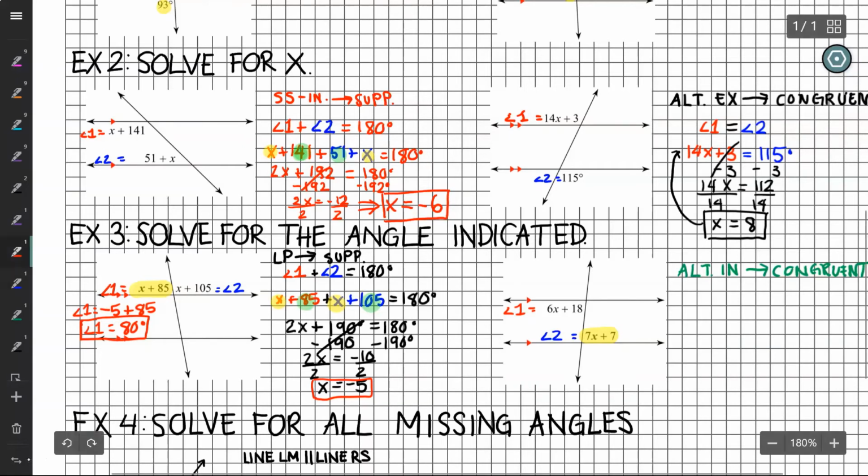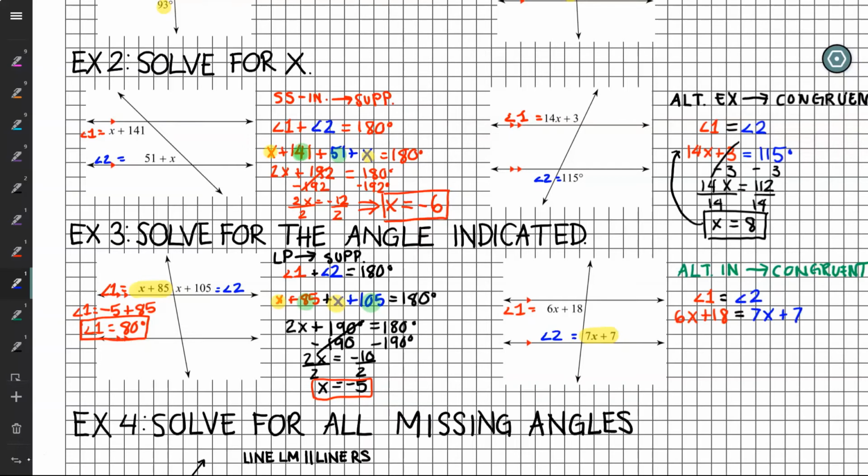So angle 1 equals angle 2. And then I'm going to plug in my information. So instead of writing angle 1, I'm going to write what angle 1 equals. So 6x plus 18 equals 7x plus 7. Alright, and now we are going to do some math.